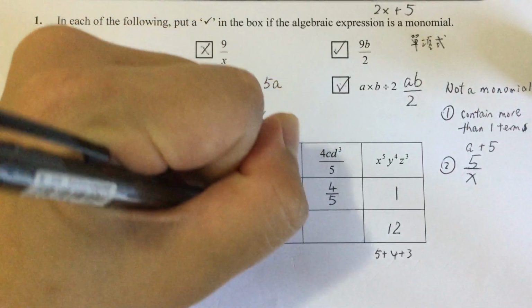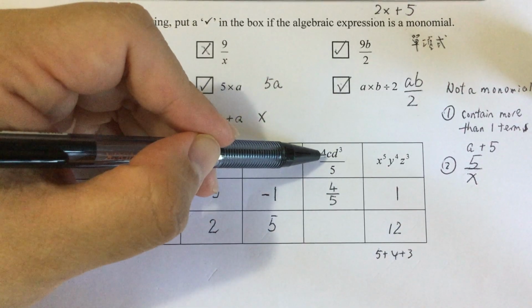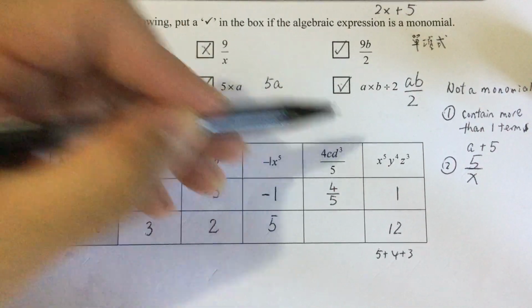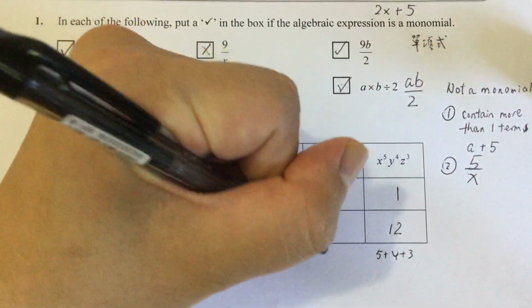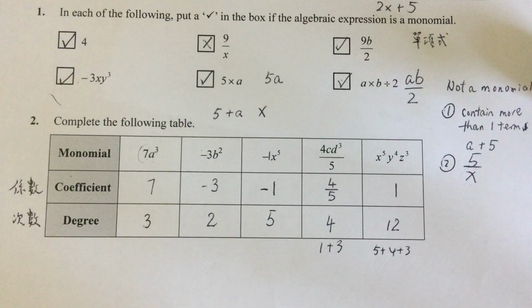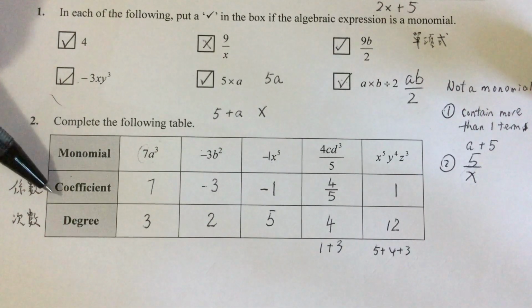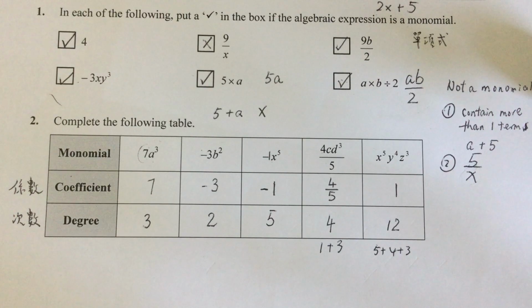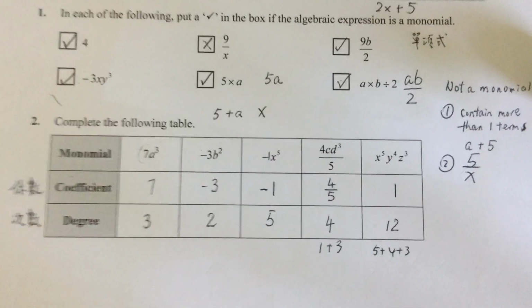So what about this one? This one is not 3, because c is with the power 1, so that means there are 4 unknowns multiplied together. So the answer is totally 4. That's 1 plus 3. So this is the meaning of the degree for the monomials. Make sure that you know the meaning of the coefficient and the meaning of the degree, because these two words are very important in polynomials. You will have many kinds of questions in the future where you need to know the meaning of these two words.